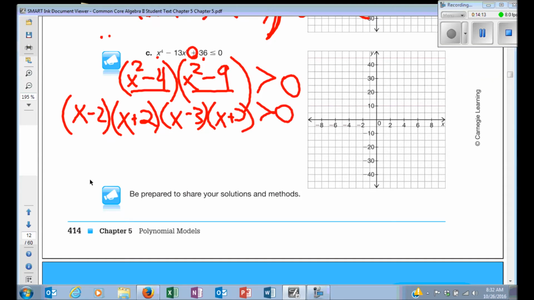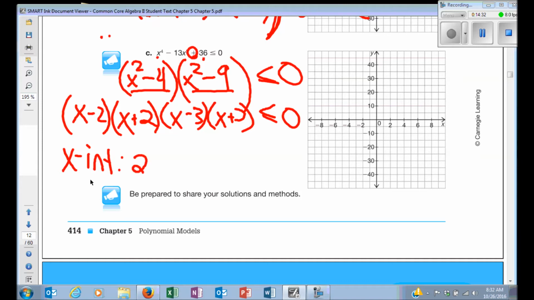Greater than 0. Oh, how about I look at the question? Less than or equal to 0. Less than or equal to 0. Change it up on me. Now, what do I need? My x-intercepts, so I can graph this sucker. Intercepts are 2, negative 2, 3, negative 3. So, negative 3, negative 2, 2, 3.